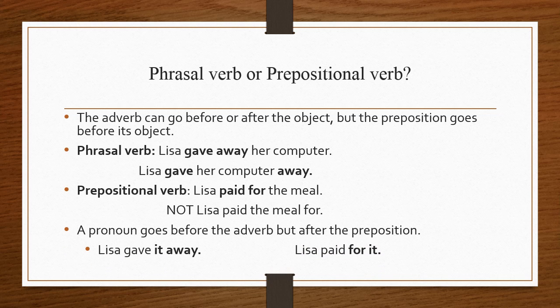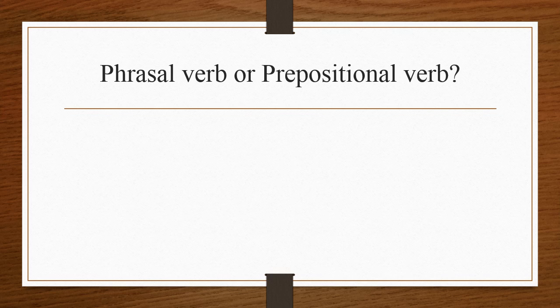A pronoun goes before the adverb but after the preposition. For example, Lisa gave it away. Here, it is the pronoun, which goes before the adverb away. So it's also one more way to observe if it's a phrasal verb or a prepositional verb. Whereas Lisa paid for it, we can't say Lisa paid it for. It's only Lisa paid for it. So it, the pronoun, goes after the preposition.